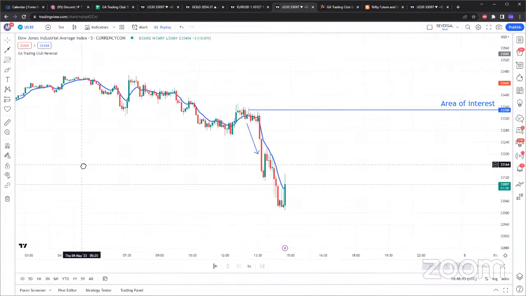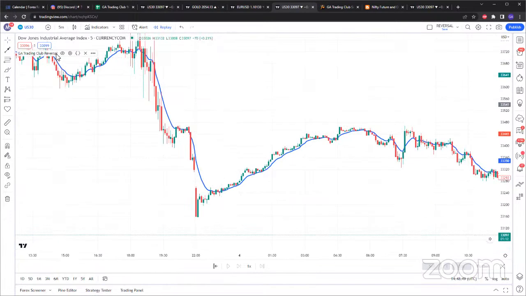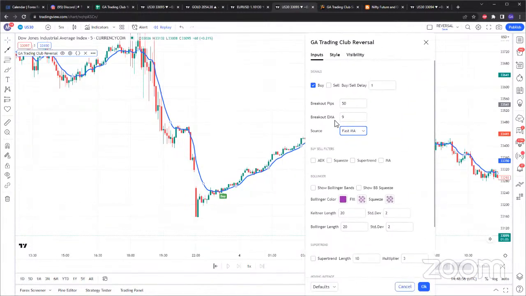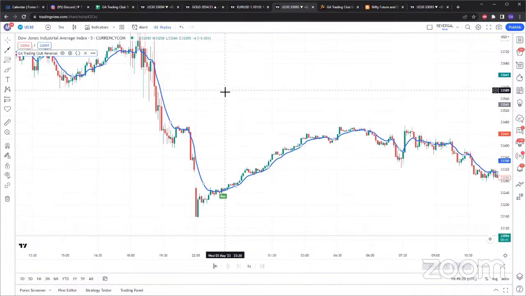So let me show you guys what I liked. Was it this one for yesterday? So this one buy for US 30. If you subscribed and you have access to this reversal indicator, draw those points of confluence and then change the source. For some assets you'll need to use fast MA, and for some you'll need to use close. So do some backtesting and see which gives you a nice entry.